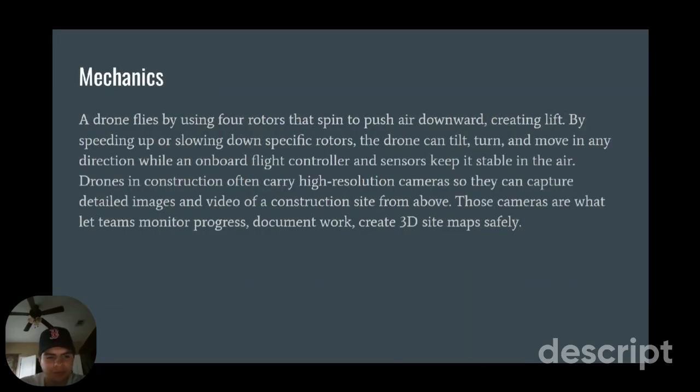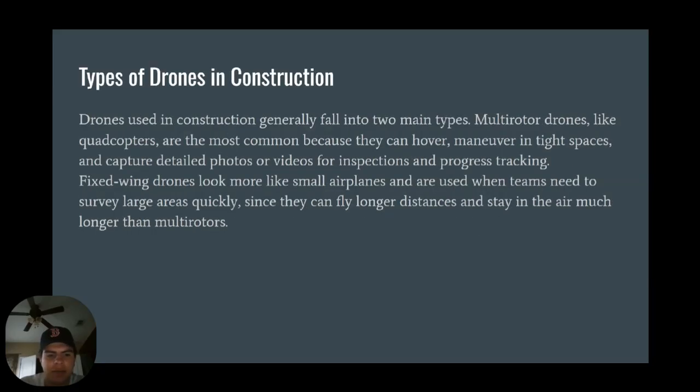The mechanics. A drone flies by using 4 rotors that spin to push air downward, creating lift. By speeding up or slowing down specific rotors, the drone can tilt, turn, and move in any direction while onboard flight control and sensors keep it stable in the air. Drones in construction often carry high-resolution cameras so they can capture detailed images and videos of construction sites from above. Those cameras are what let teams monitor progress, document work, and create 3D site maps safely.